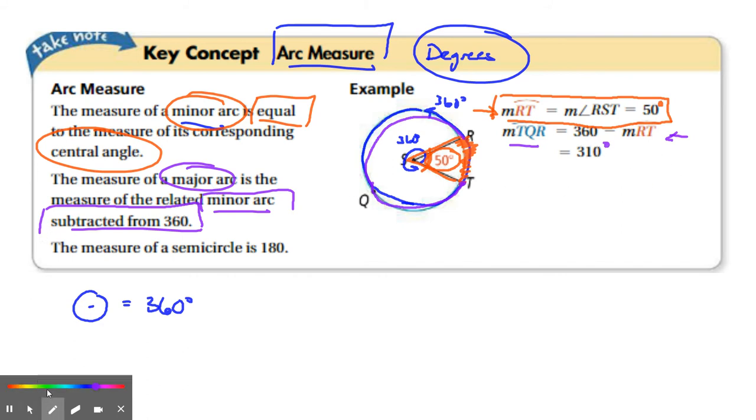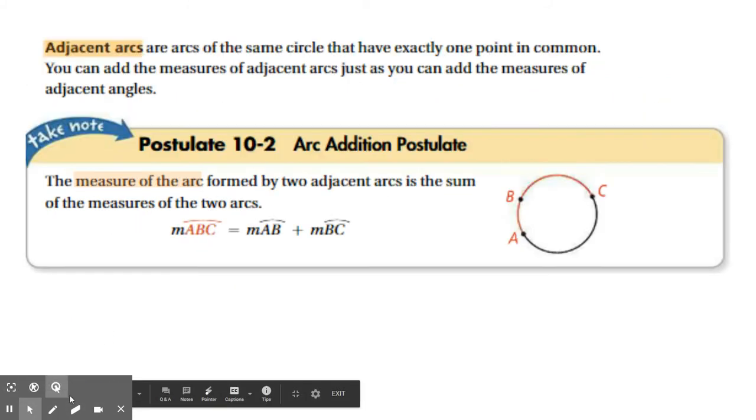And then last but not least, a semicircle. Semi means half, so it's going to be 180 degrees. That's why, and it's very important, if you have a picture and a diameter is drawn, you identify the diameter because that creates semicircles. Okay, so that's arc measure. All right, let's keep on rolling.